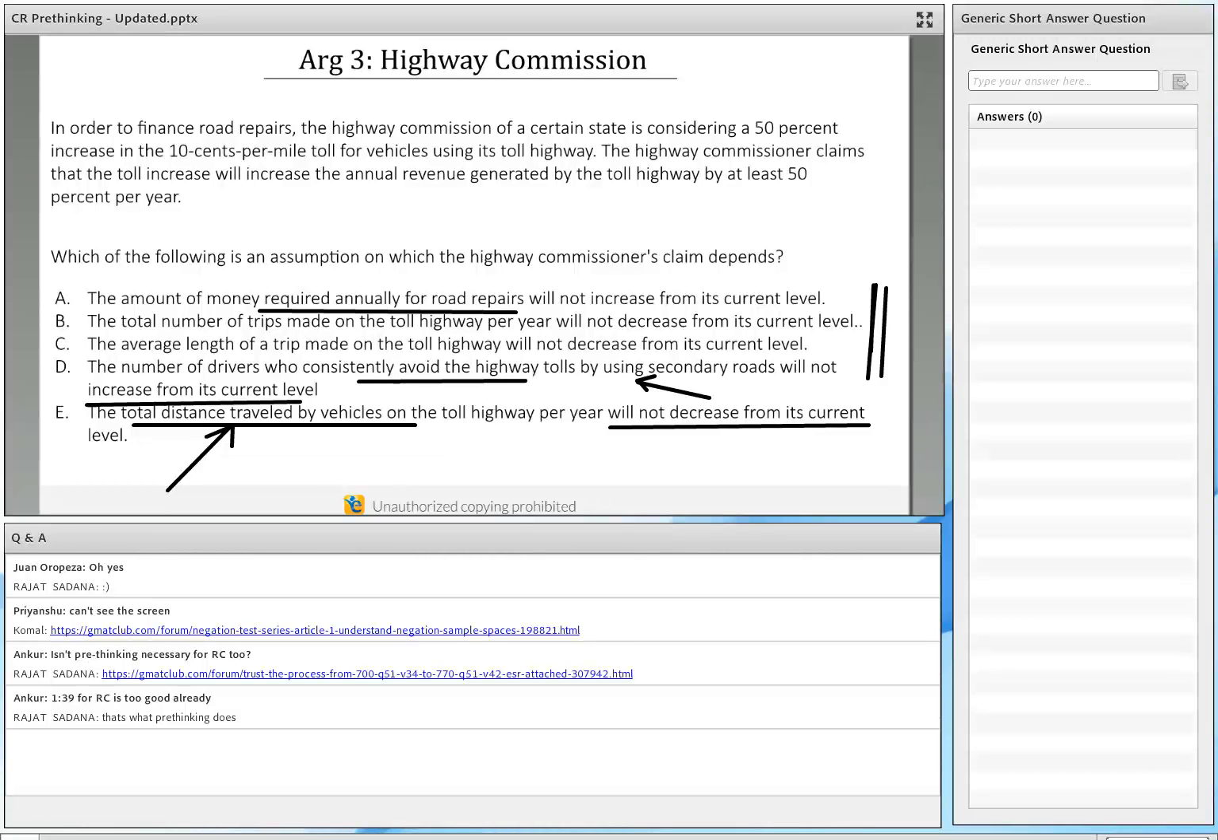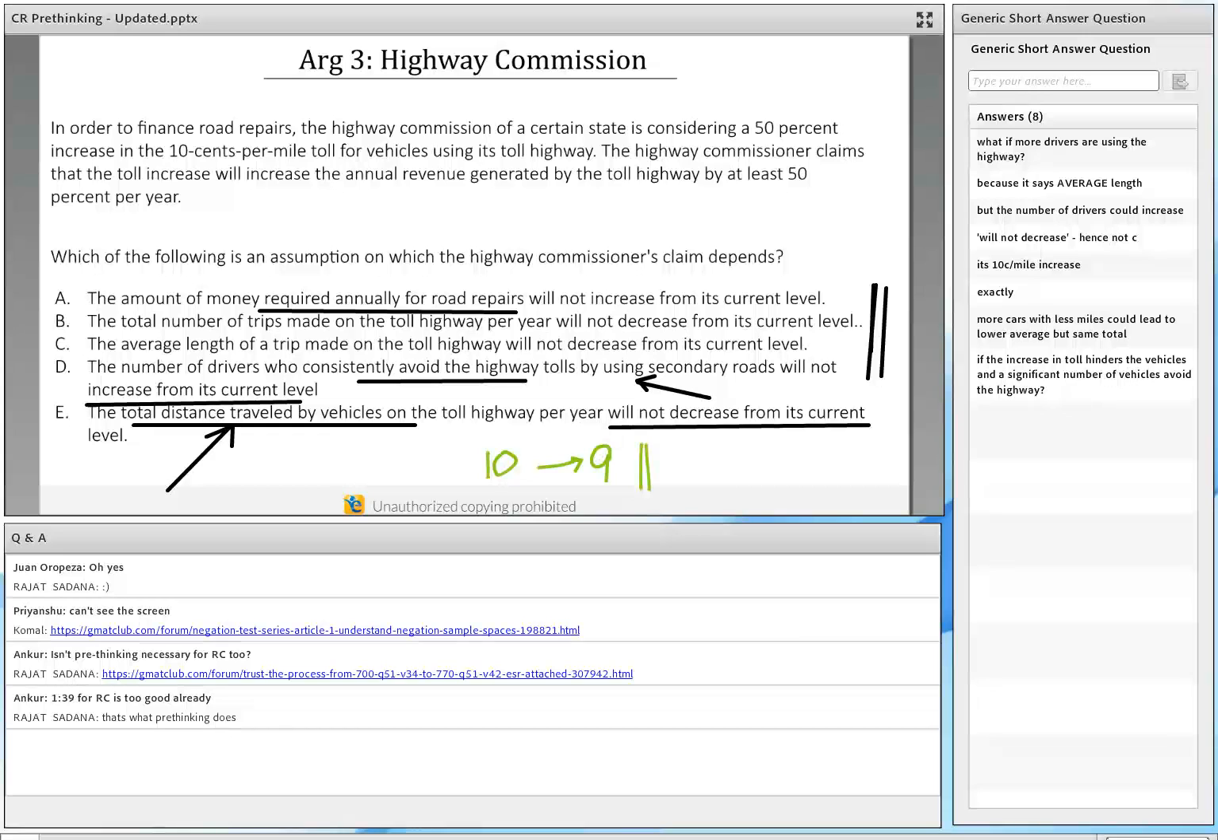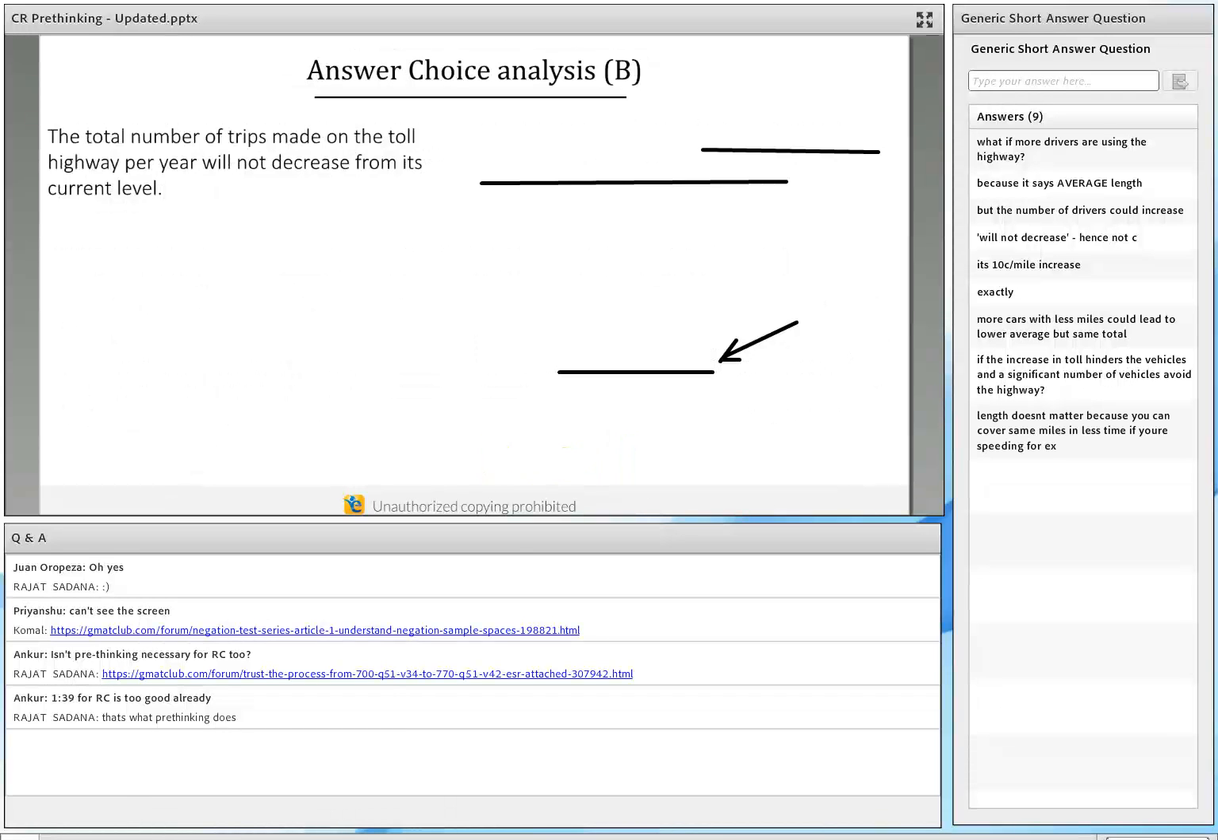Let's say the average length of the trip went from 10 miles to 9. Right? Let's say that happens. What if more drivers come on the highway? Yes. It doesn't mean that the total number of toll miles will go down. Okay. Again, remember, an assumption is something that must be true for the conclusion to hold valid.